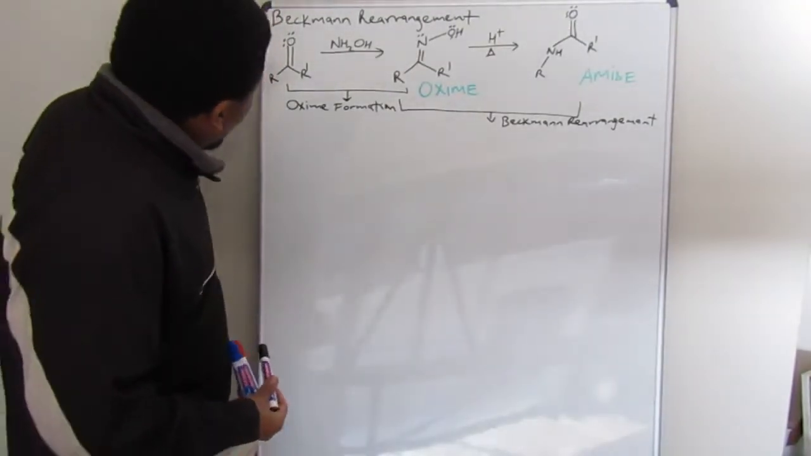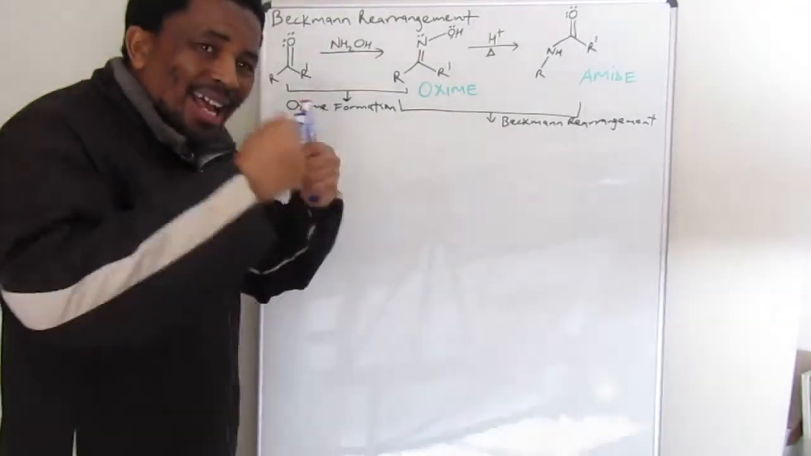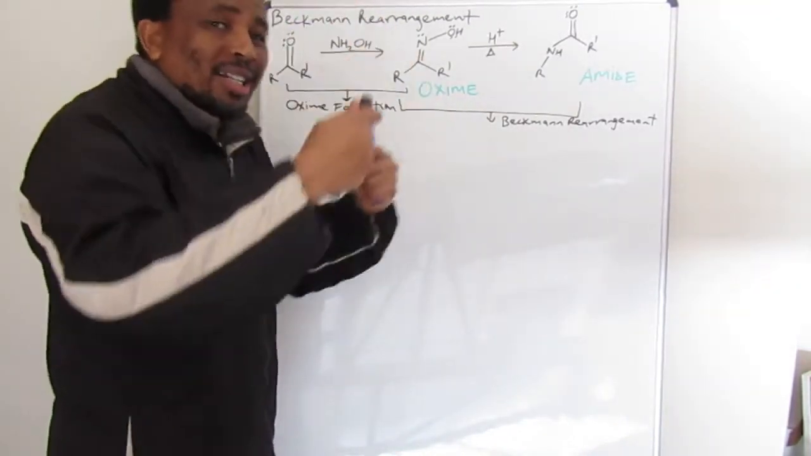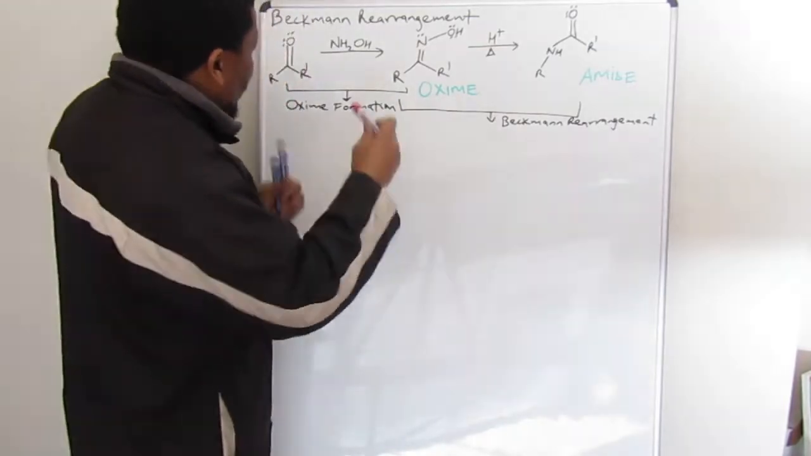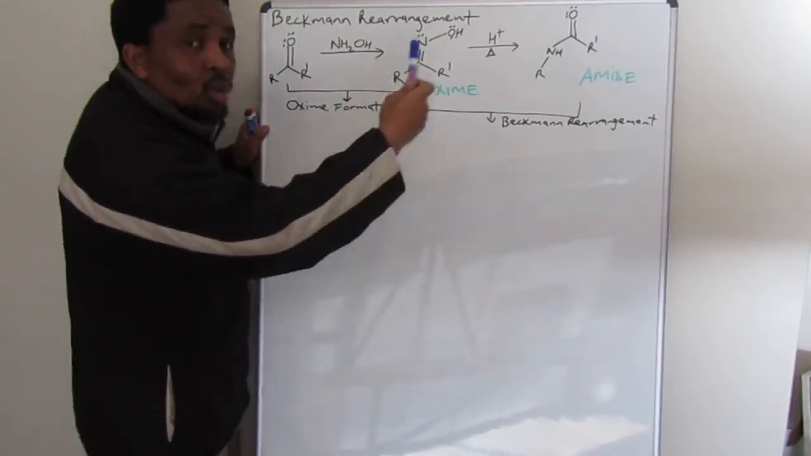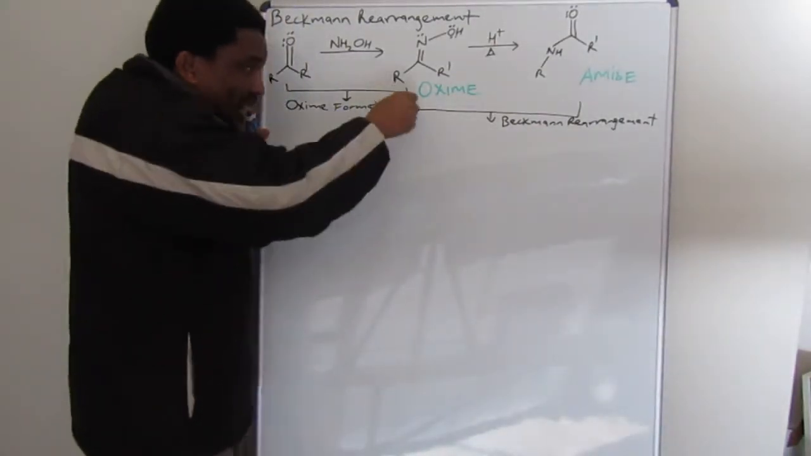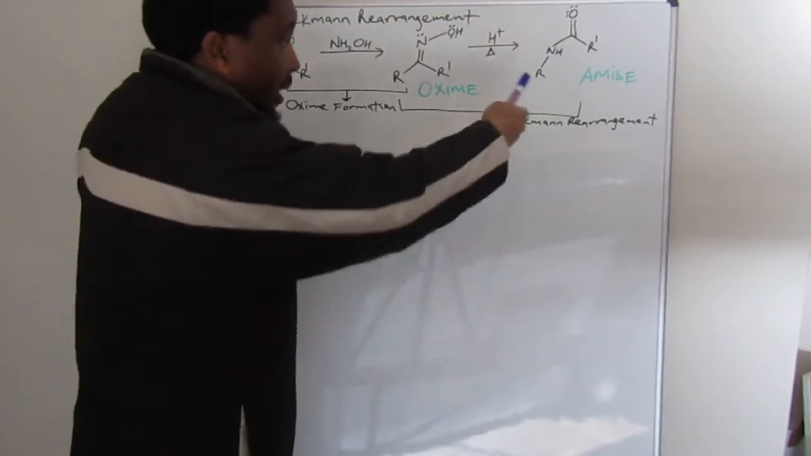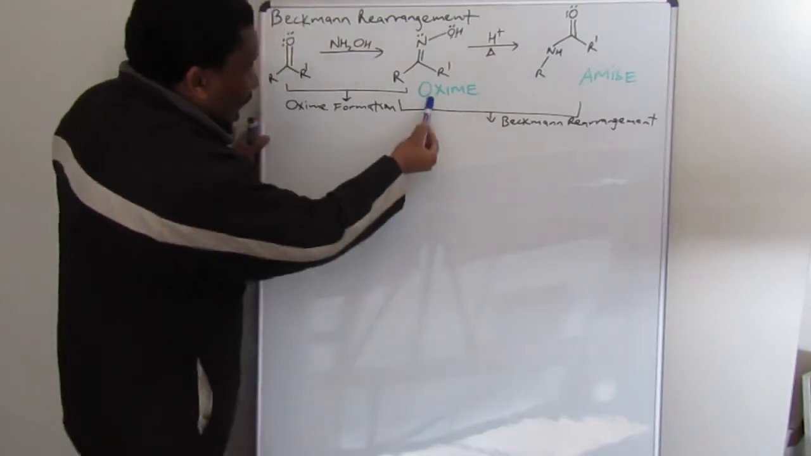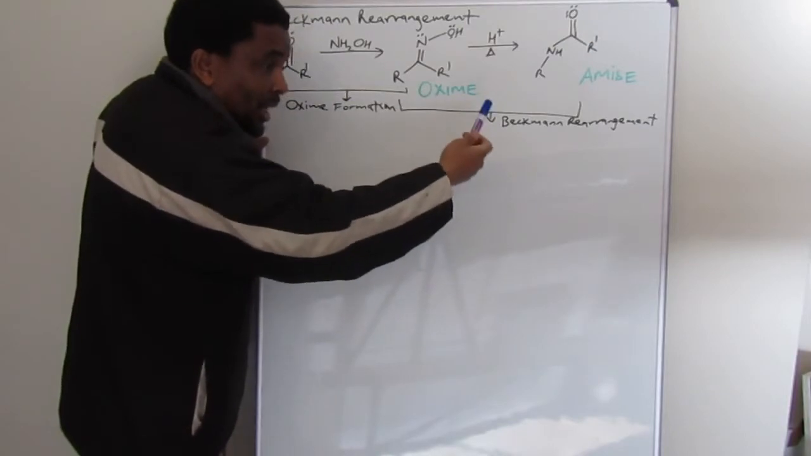Today, I would like us to look at the Beckmann rearrangement. How does this rearrangement actually take place? First, I am showing you two reactions. The first is where I form the starting material that is required in the Beckmann reaction, which is the oxime. How is this oxime, which becomes the starting material for the Beckmann rearrangement, made?